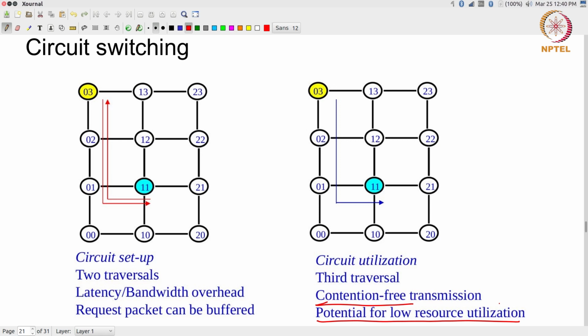This is effectively what happens when you are making a telephone call. You dial a certain number, it establishes a connection to that end, and then it guarantees that all the data being sent by you is going to reach the other end, and their responses are going to get to you.